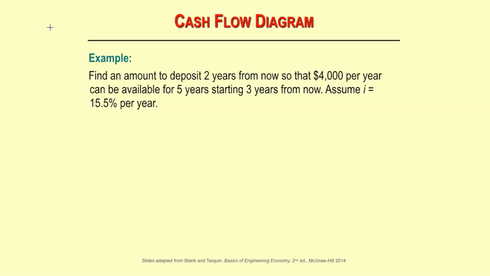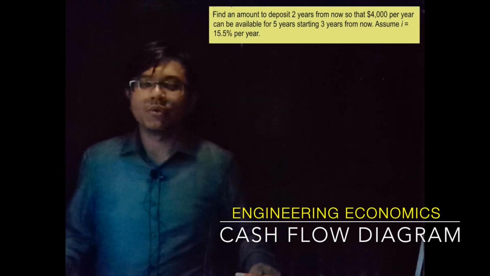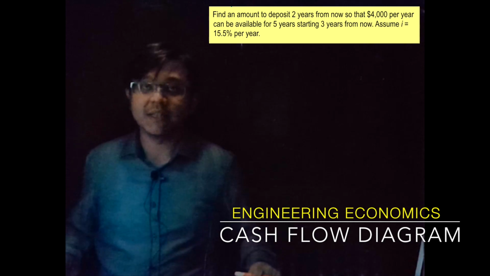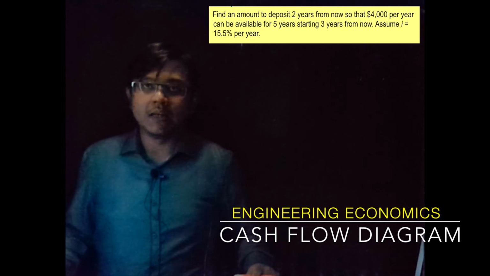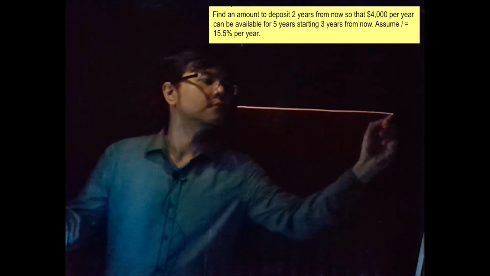Now let's try this simple exercise to draw a cash flow diagram. We are going to draw a cash flow diagram based on this information. So we have a uniform series of $4,000 per year for 5 years starting year 3, and we have a deposit in year 2. So our total number of periods in our cash flow diagram should be 7 years. So let's draw our cash flow diagram.